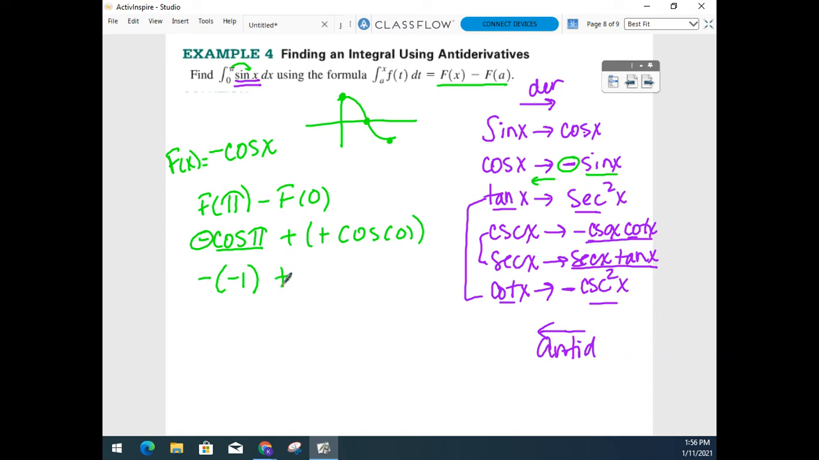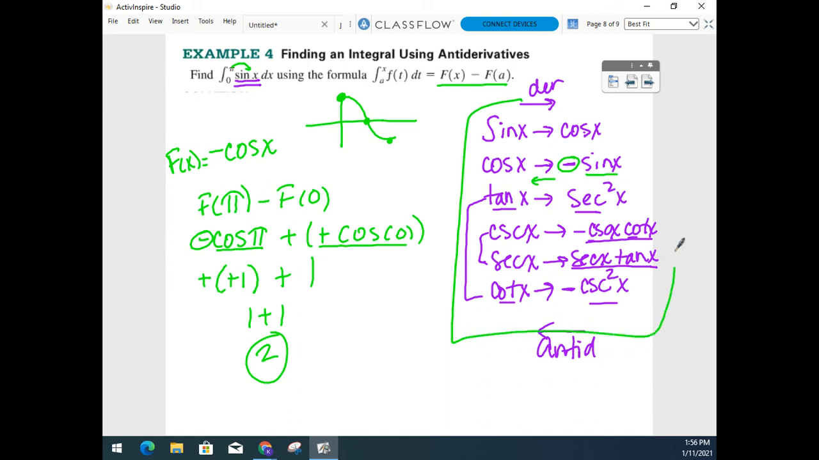Plus, bring down this plus, cosine of 0 is 1. Be careful here, the opposite of negative 1. Really, I just have 1 plus 1 is 2. Whew, that was a lot. It's really important to understand this picture. Then you had to know for cosine to evaluate 0 and pi, you had to remember your cosine curve, and you had to be really careful about your negatives.